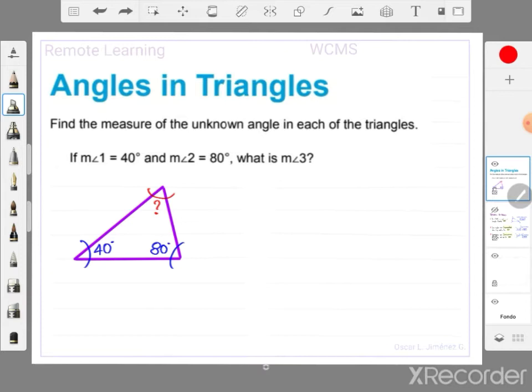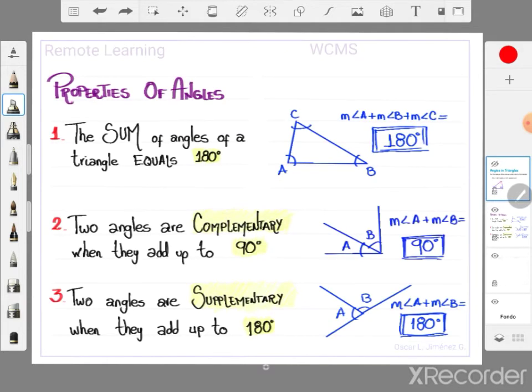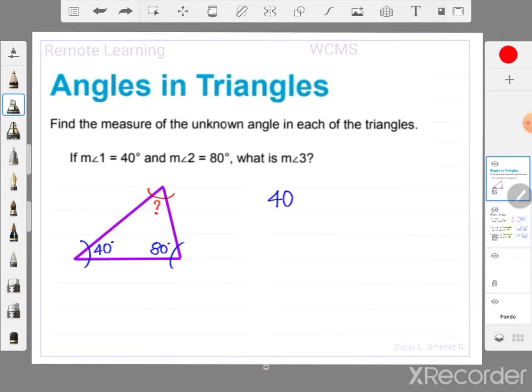But we remember very important properties about the angles. And remember, this is the first property. The sum of angles of a triangle equals 180 degrees. So when you add 3 angles of the triangle, you will always have 180 degrees, okay? So right here, if you add 40 degrees plus 80 degrees plus the measure of the angle number 3, you will have 180 degrees, okay?